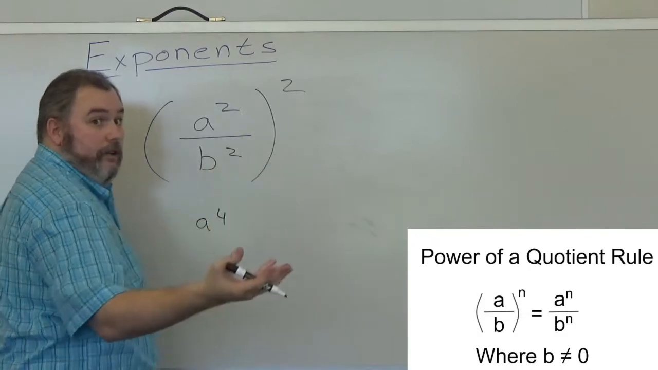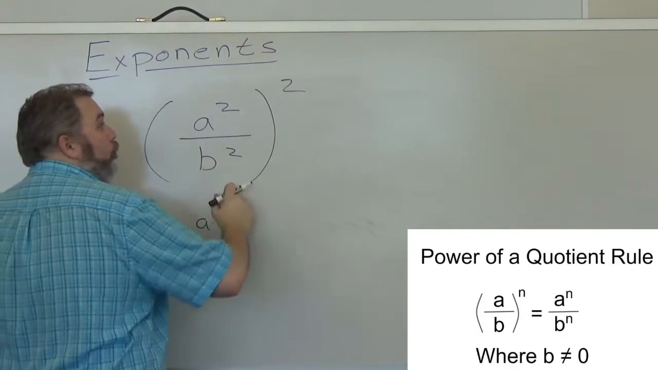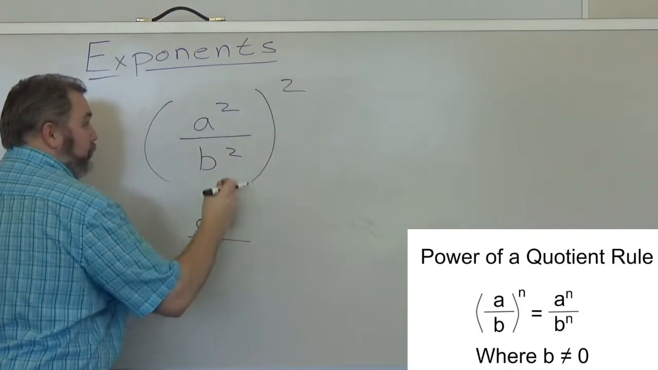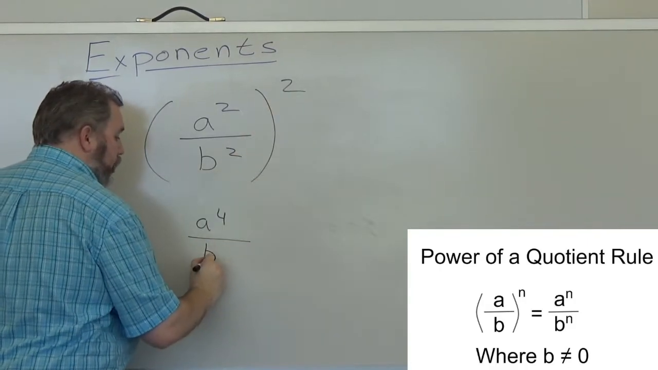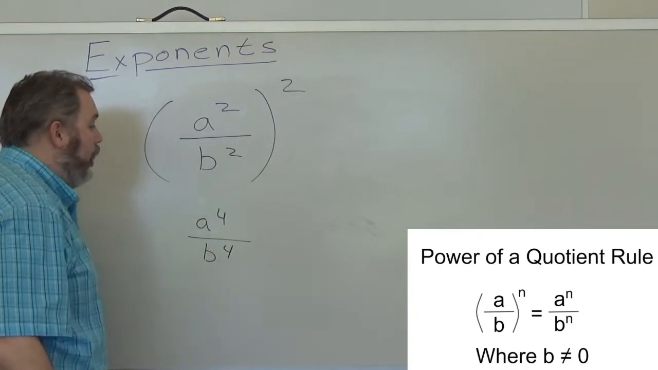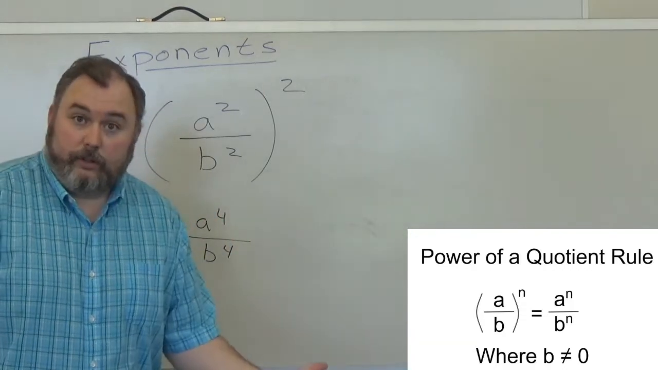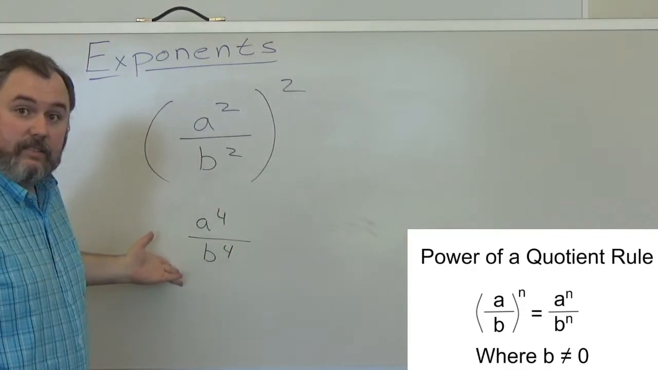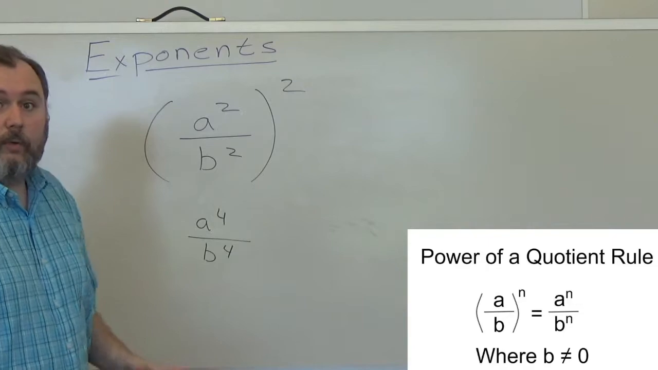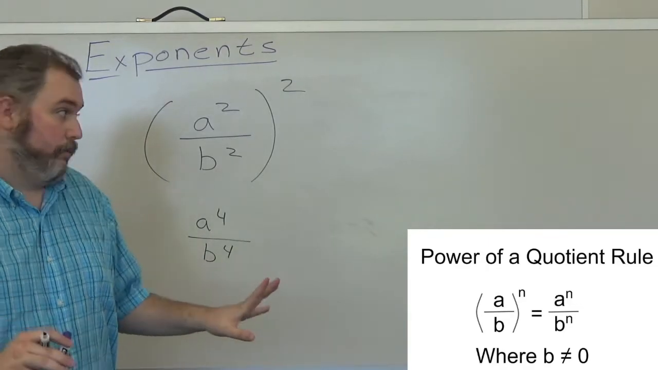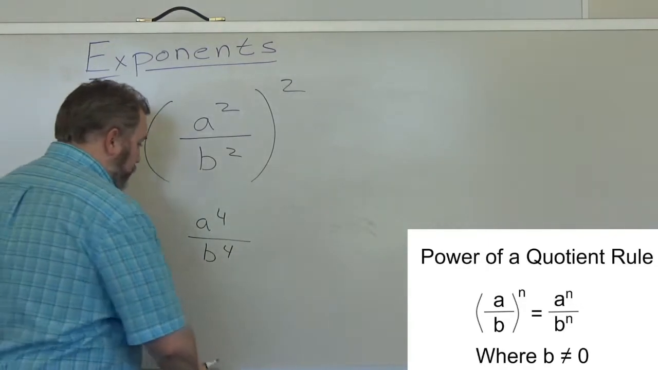Do the same thing with our denominator, b to the 2nd power raised to the 2nd power, which was 2 times 2, we know also to be b to the 4th. There's nothing else we could do with this currently. The bases, notice this, the bases are different, so I really cannot do any other exponent rules on this. This is as far as we can take this problem.